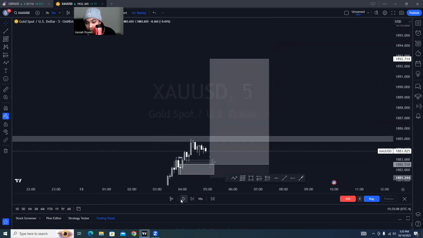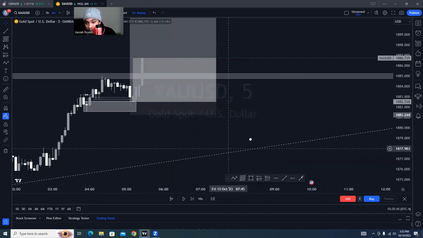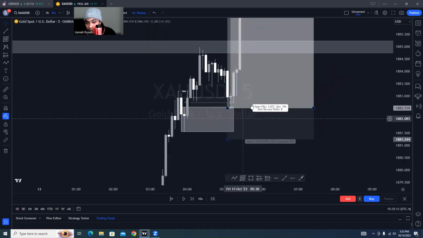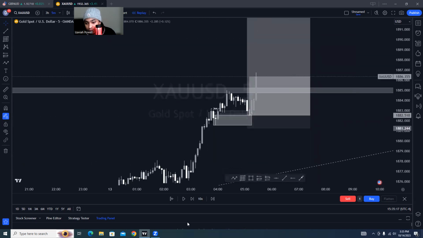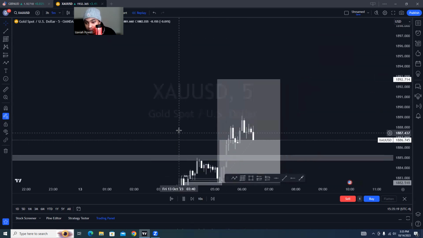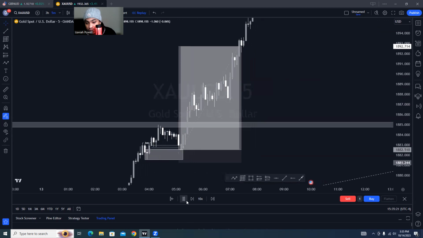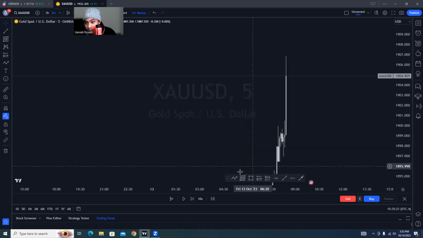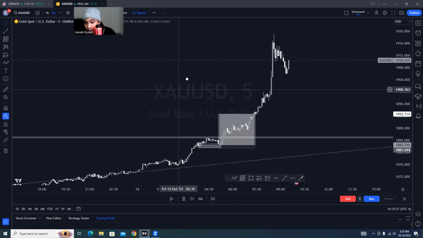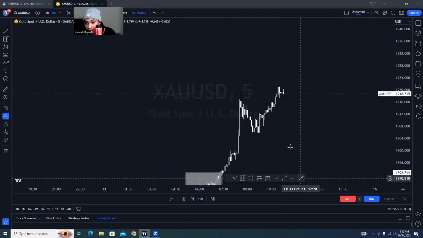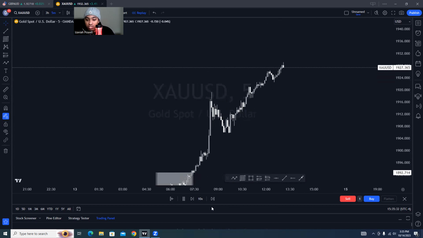All right. So let's let this play. All right. And you can see we tap very, very cleanly right here and automatically went up. All right. So let's let that play. All right. And you can see TP hit, and it did continue going up. Honestly, it went to like 1930, just off this 5-minute setup. But that's pretty much it.